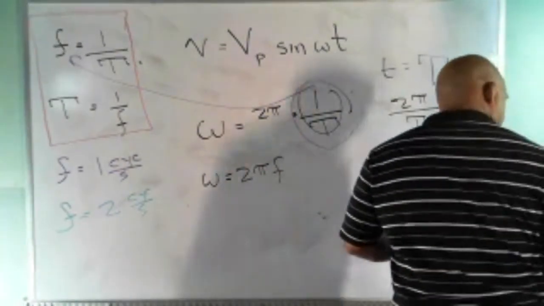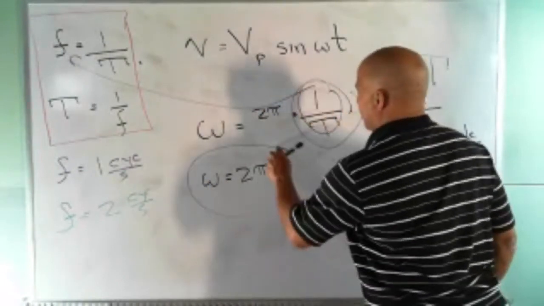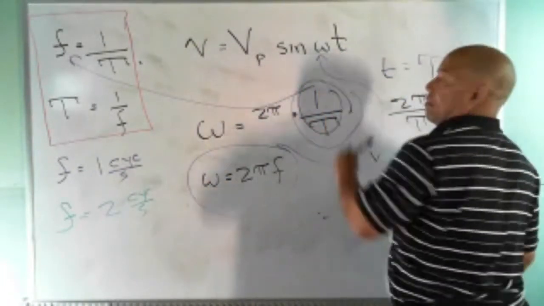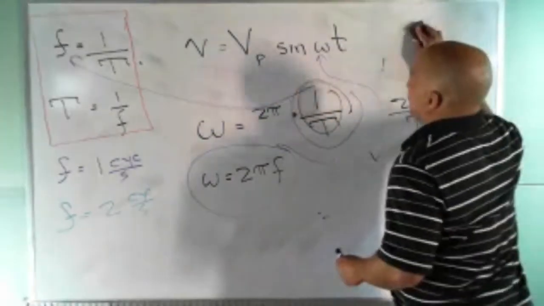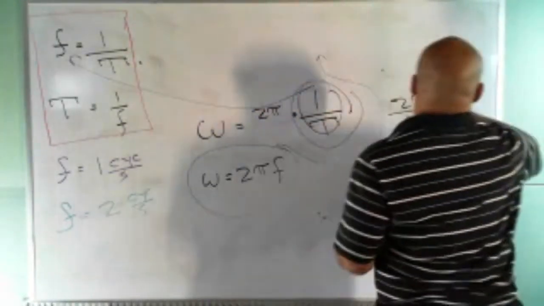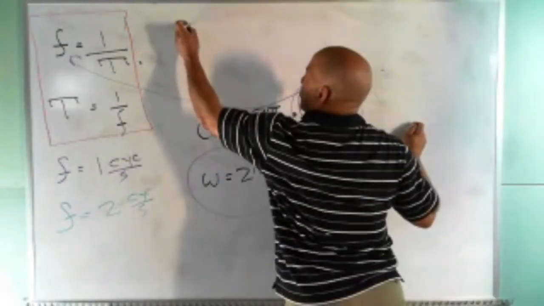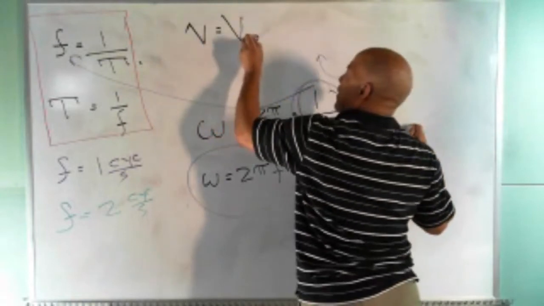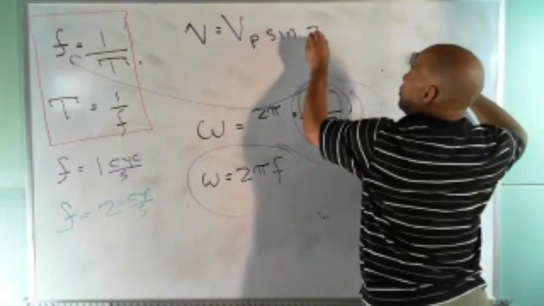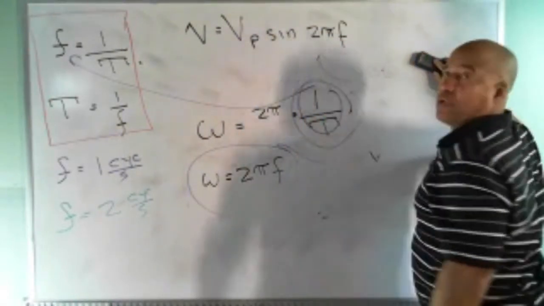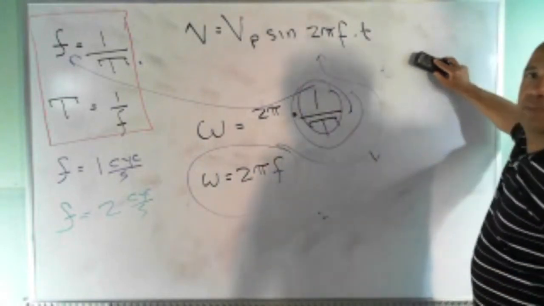So if I wanted to, I can take this and put it in there for omega. In other words, I can write this like this. I can say that my script V is V peak sine omega, but I know that omega is 2 pi f, that's omega, and I got to multiply that omega by t. You see it?